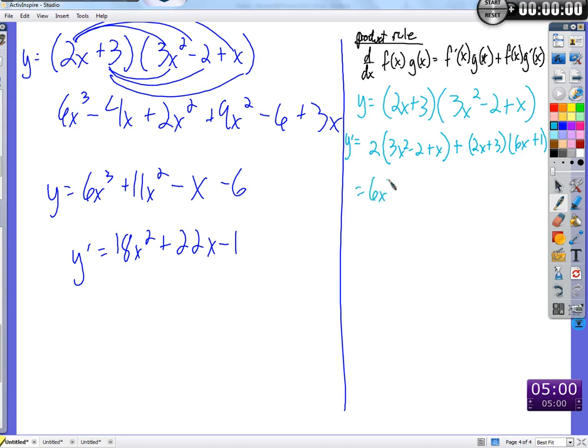This is just 6x squared minus 4 plus 2x plus 12x squared. We got 18, we got 2, 20x plus 3 equals 18x squared plus 22x minus 1. So, exactly the same. Okay. So just confirmation that it works, how to use it, what all this stuff means, and now we're going to use it on something that you couldn't possibly find the derivative of without the product rule. Products are two things that you can't just distribute together and get this thing with powers and such.